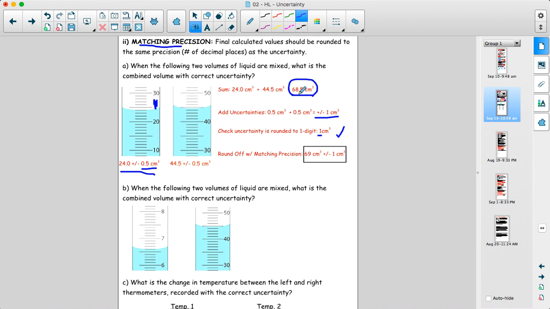So what I do is I take these two and I have to round off that 0.5. 0.5 rounds up, and so I end up with 69 cubic centimeters plus or minus 1 cm cubed. This means that the combined volume could be anywhere between 68 centimeters cubed and 70 centimeters cubed of volume, and so this is the best way to report it.